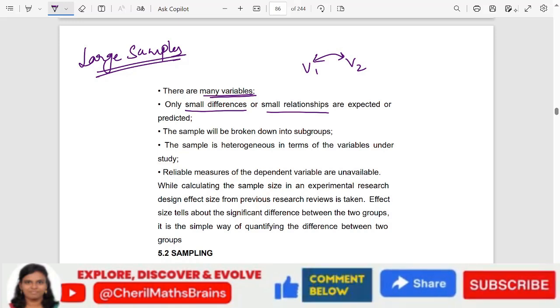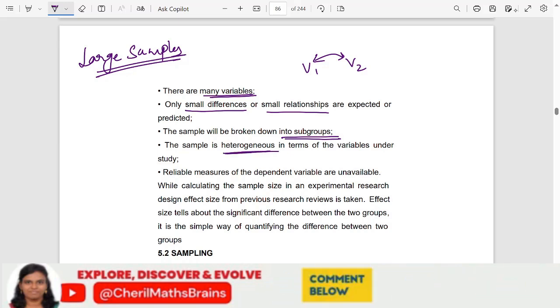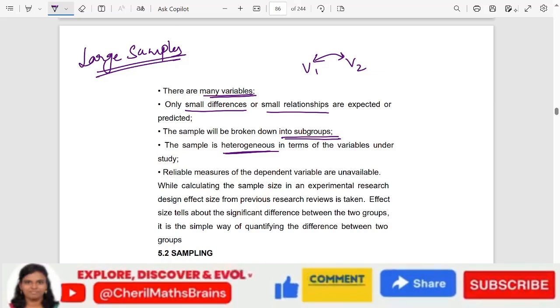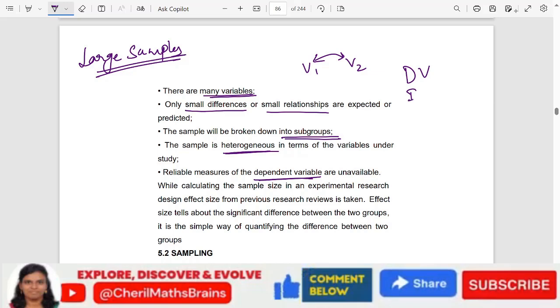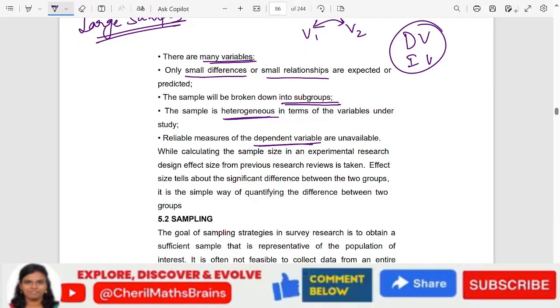And then when the sample has to be broken down into subgroups, the sample is going to be heterogeneous. It is not all similar, and different groups can be inside it, so we have to have more. And then when reliable measures of the dependent variable are unavailable. We've already seen about the dependent variable and independent variable, so if you don't know, please get back to those videos. You will be able to understand it better.